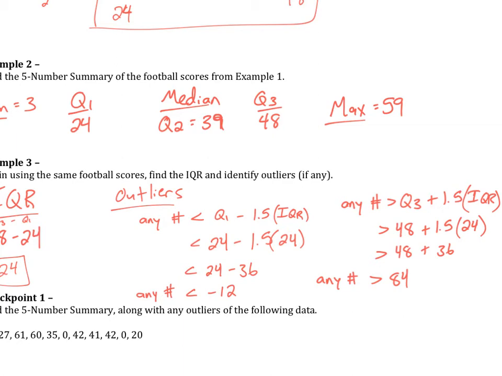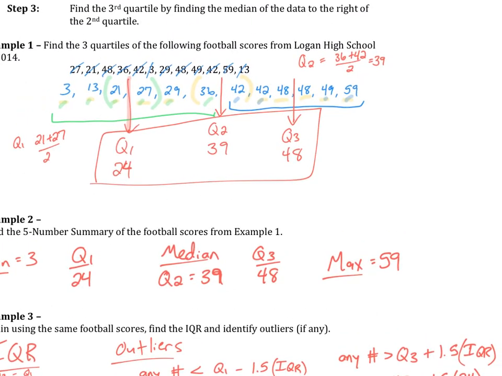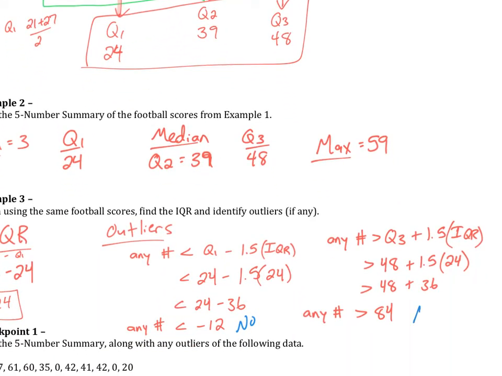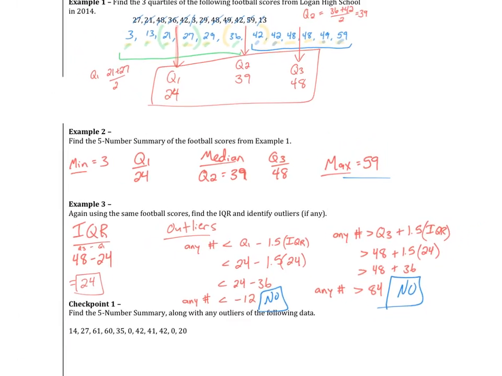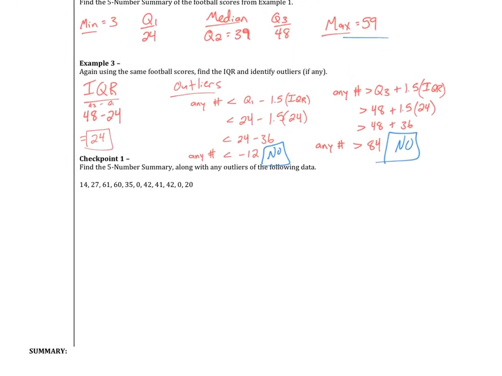So is there any number less than negative 12? No. Was there any number up here greater than 84? No, because the max was 59. So nothing is bigger than 84 and nothing is less than negative 12. So are there any outliers? No. And that's how we check.